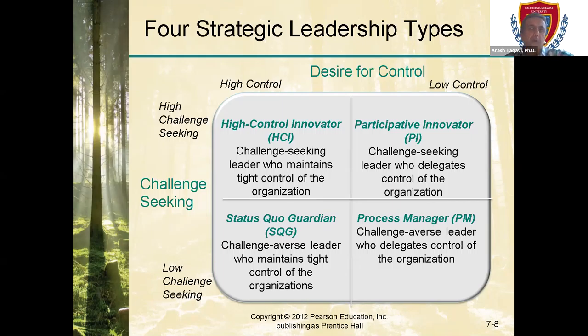But with a lower desire for control and lower desire for challenge seeking, you see process manager leaders. They are challenge averse leaders who delegate control to the organization. When you have tight control, you cannot delegate. When you can delegate, it is not a tight control of the organization. It's related to the desire for control, okay?